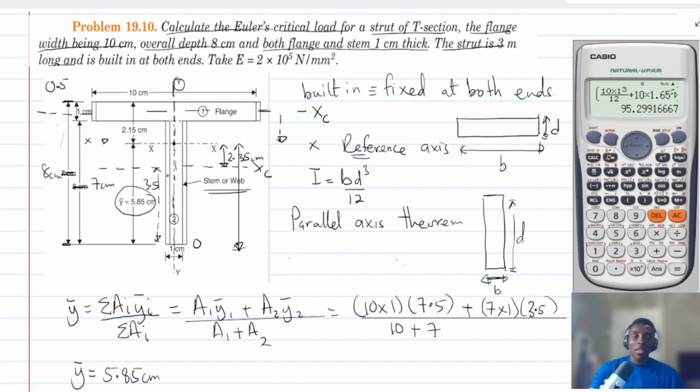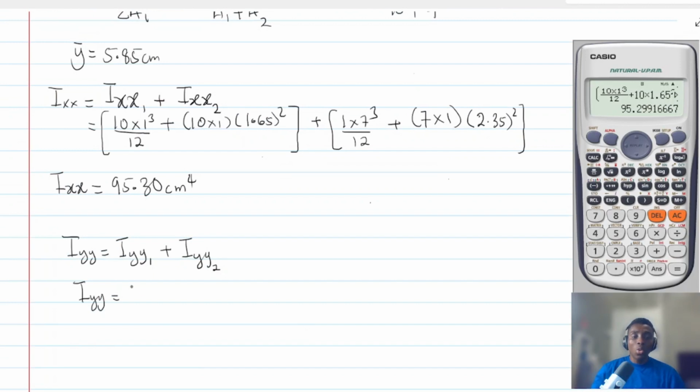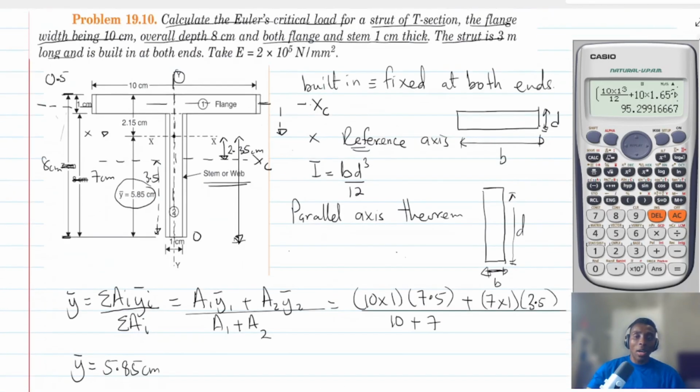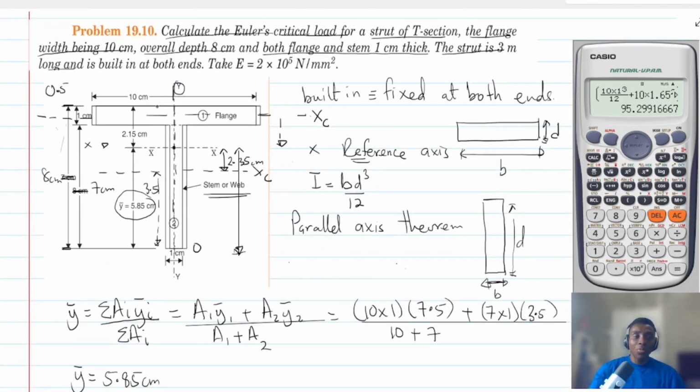We will not calculate the area. We will not calculate the parallel axis theorem. However, we will still do b d cube over 12. But because we are going to do IYY this time around, the b will now be this side, and because you are dealing with the y, the b will now become the vertical side. So please take notice of that.